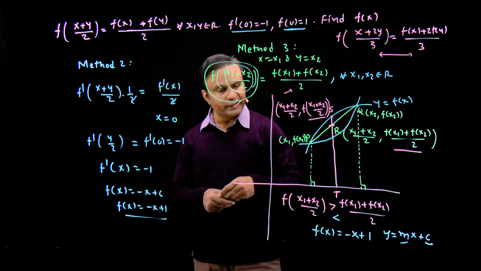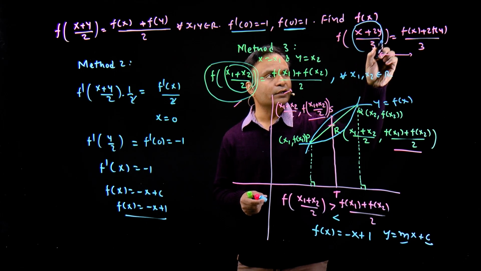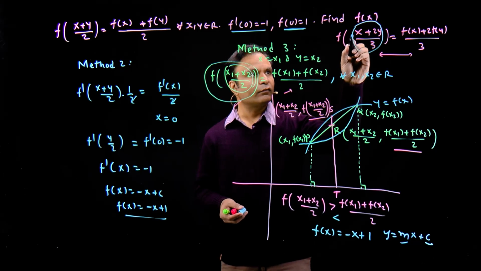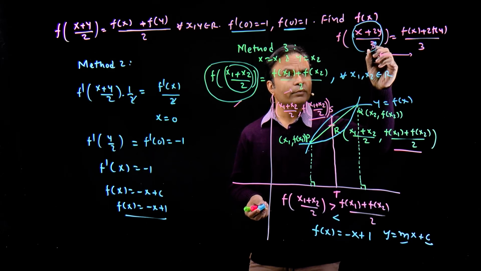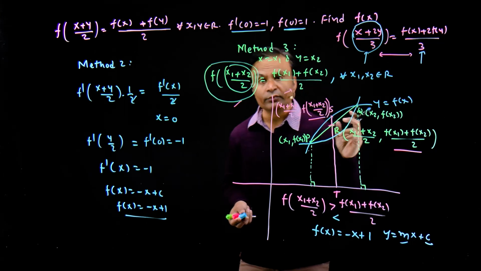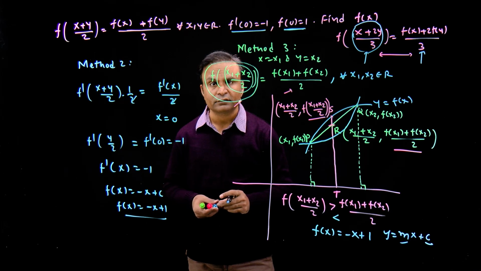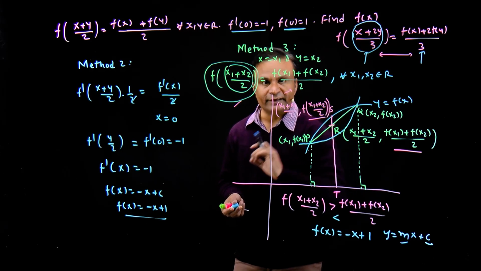So we can consider this a shortcut for this type of relation. We can also see here this is a kind of section formula, isn't it? We have (1 into x plus 2 into y) upon (1 plus 2). We have the section formula for abscissa here, and here we have the section formula for ordinate, and it is satisfied only by a straight line. Okay, now let's try some questions in which a functional relation is given in the form of an inequality.